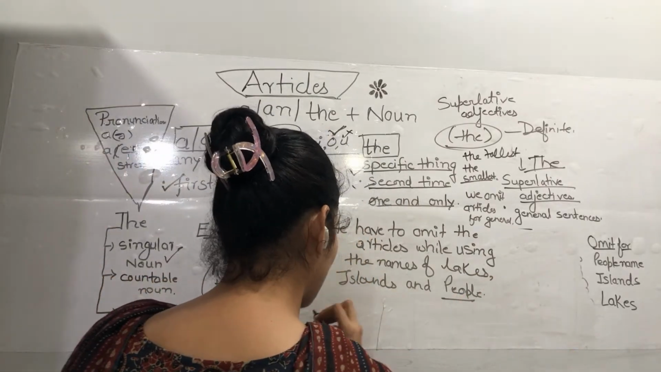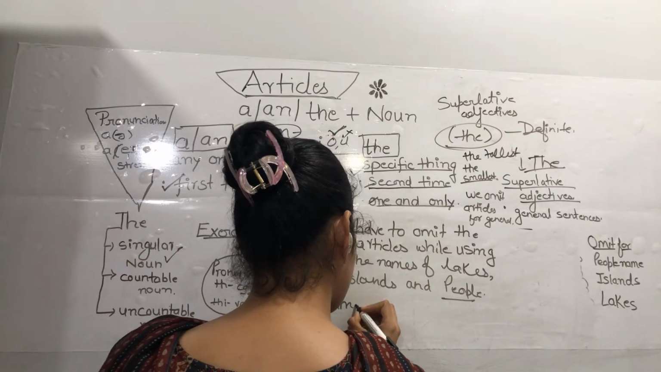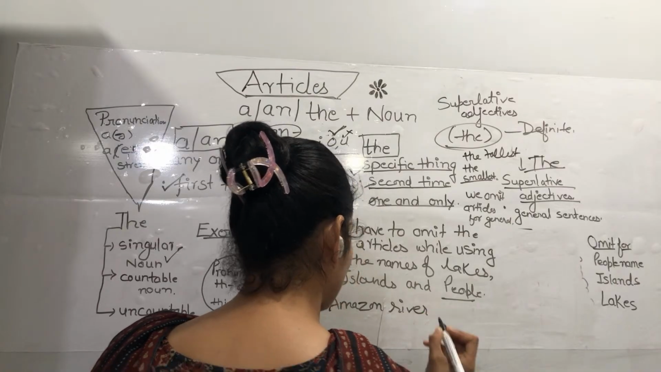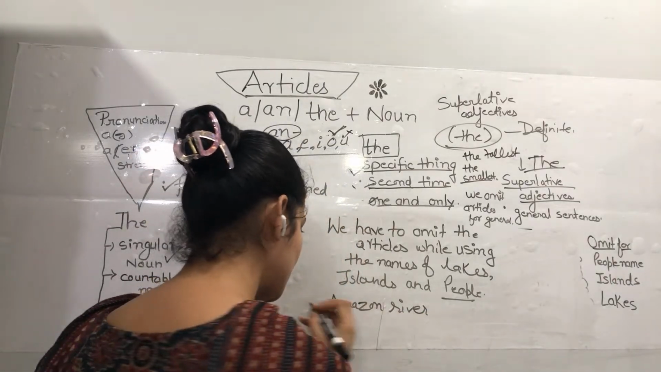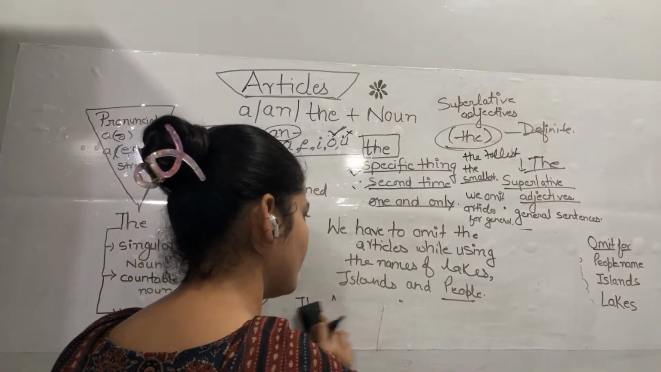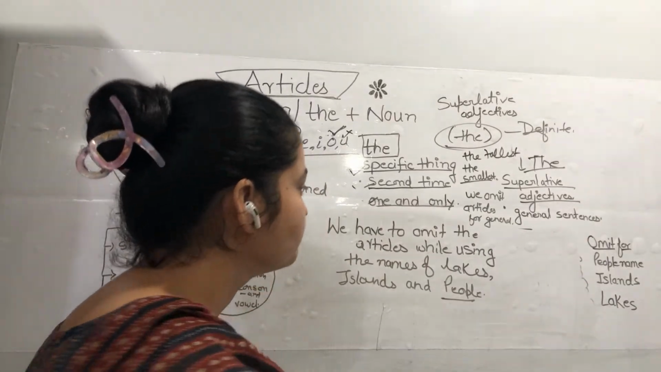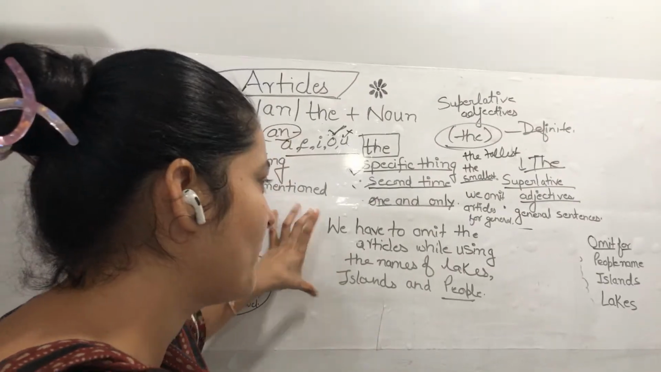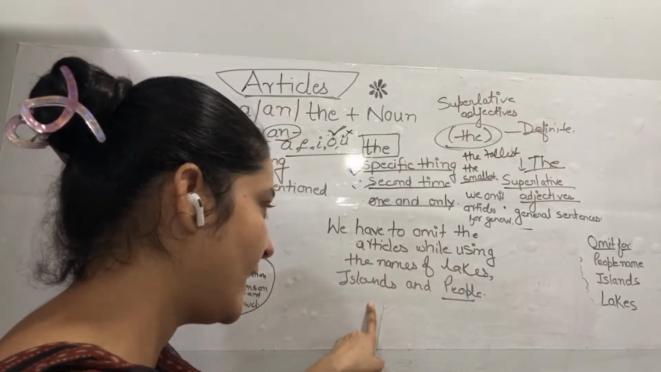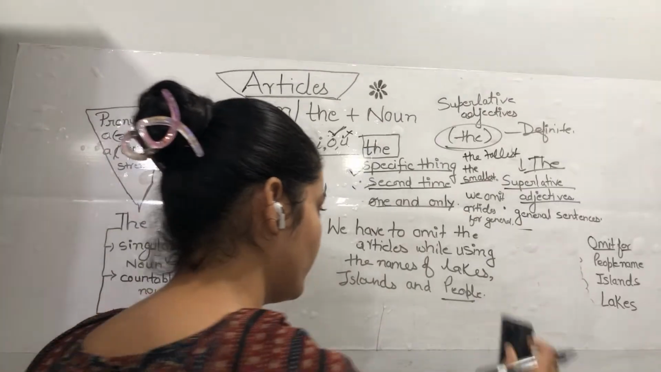Now, if you're using the name of any lake, like Amazon, a river is also there, then it is only one. So the, but lake is different, river is different. You know very well. So please omit the article. Don't use the article for lakes, islands, people. I'm telling you, names of people.